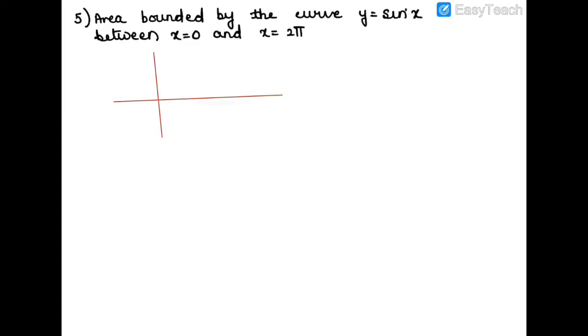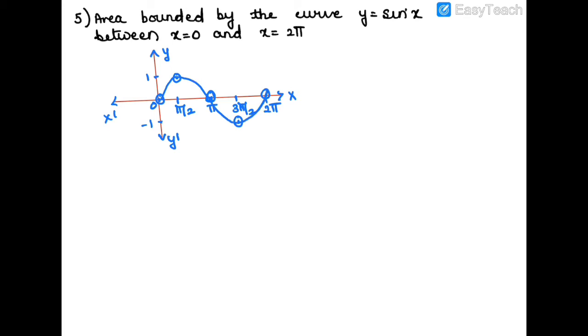The next one, find the area bounded by the curve y is equal to sin x between x is equal to 0 and 2 pi. So this is y and y dash and x dash. This is 0, and then we have pi by 2, and then pi and 3 pi by 2 and 2 pi. So for a sine curve, what happens? Sine of 0 is equal to 0. Then sine 90 is equal to 1. This is 1 and this is minus 1. Then you have sine of pi is again 0. 3 pi by 2 is minus 1. So a sine curve goes like this.